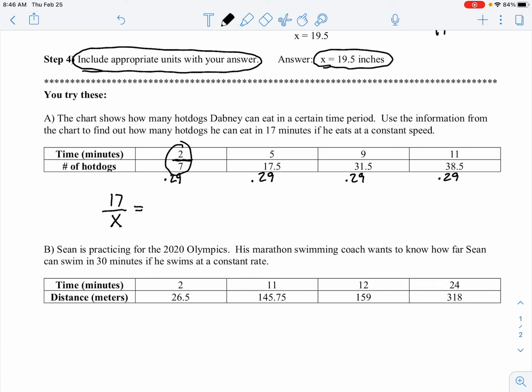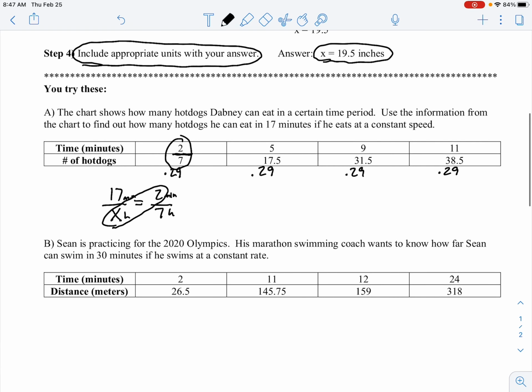So I'm going to pick this first ratio just like they did up above. So this was 17 minutes and how many hot dogs. So remember, we've got to keep our units the same up top. So we're going to go 2 minutes here and 7 hot dogs. So from here, like I said, this setup can be the most difficult part sometimes. So what we want to do is just that butterfly method.